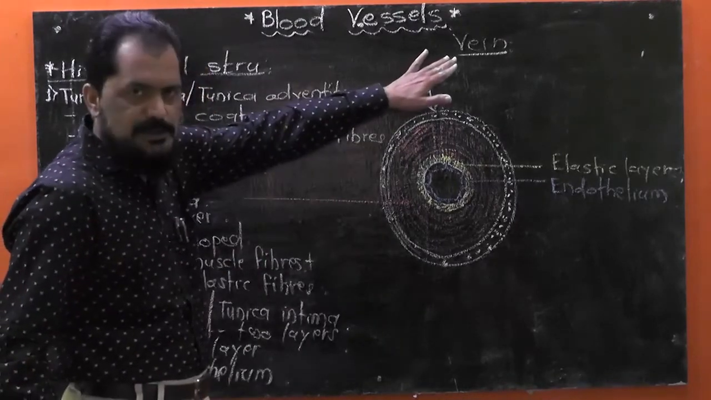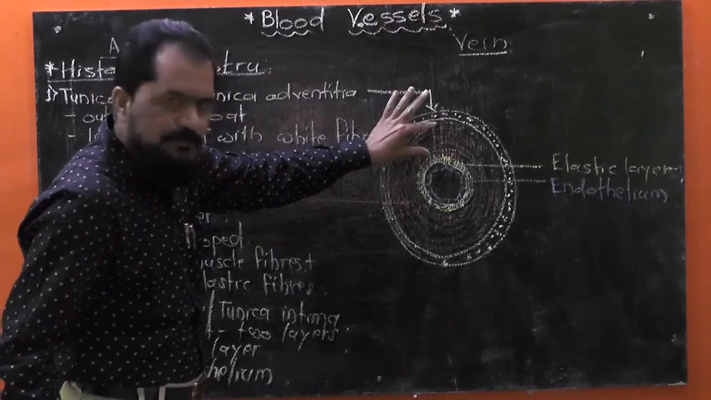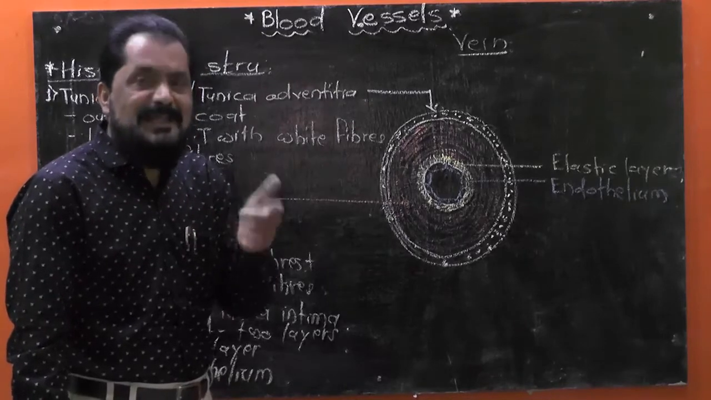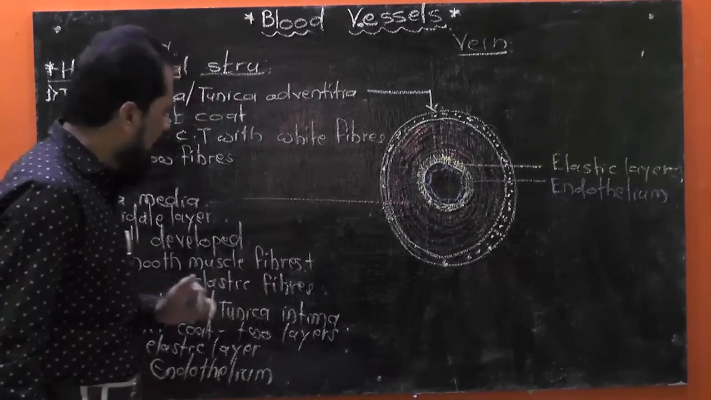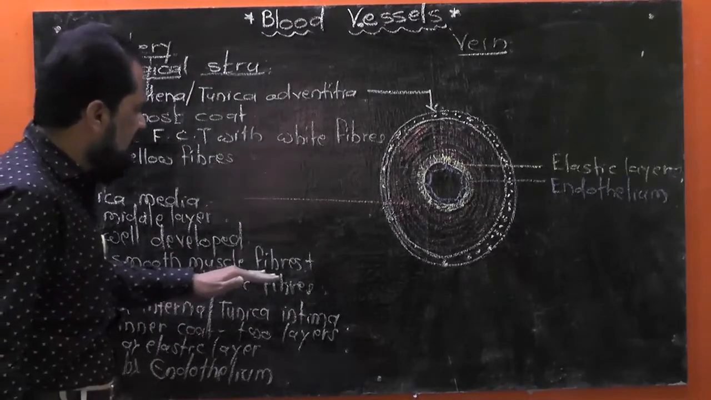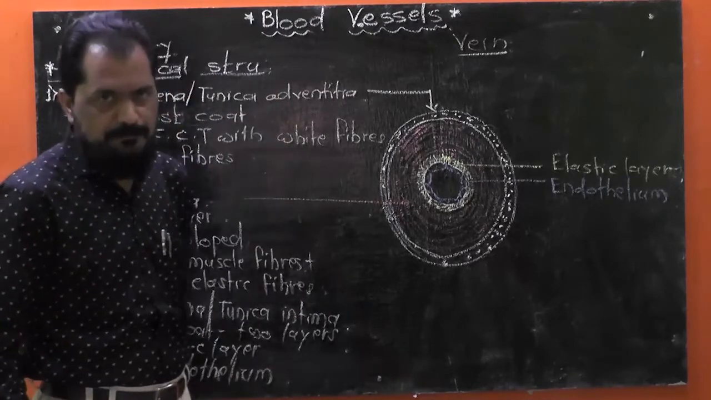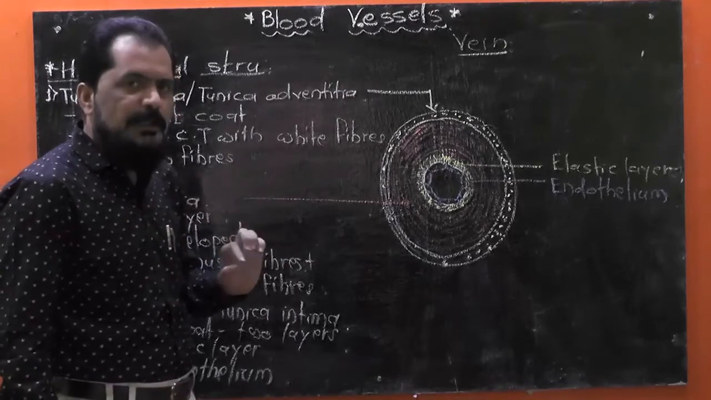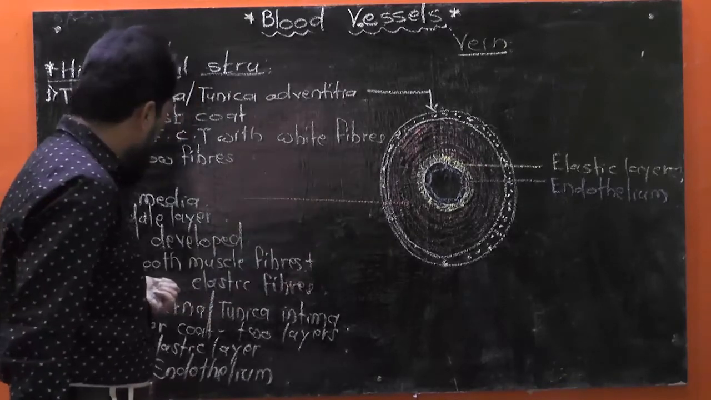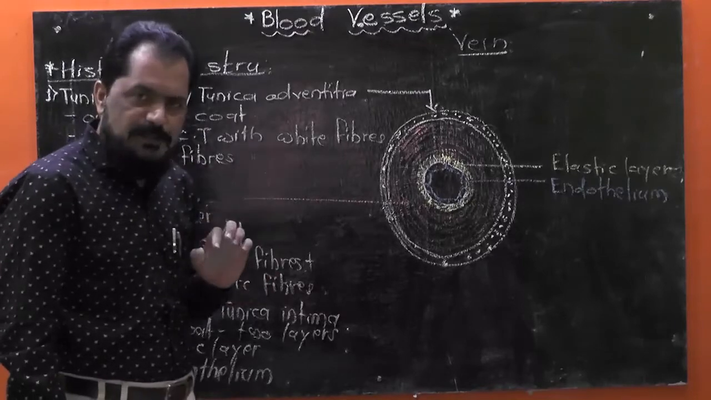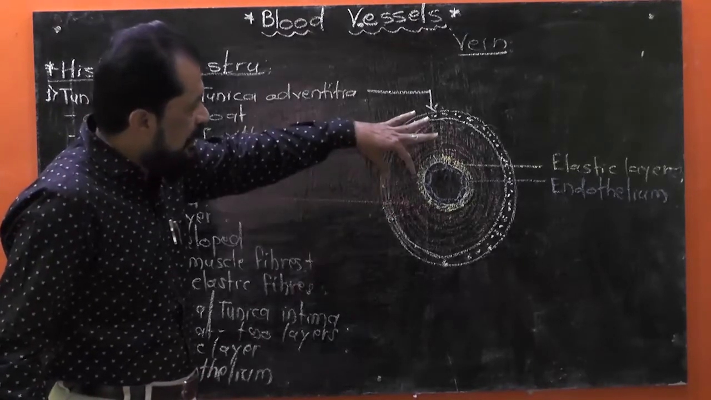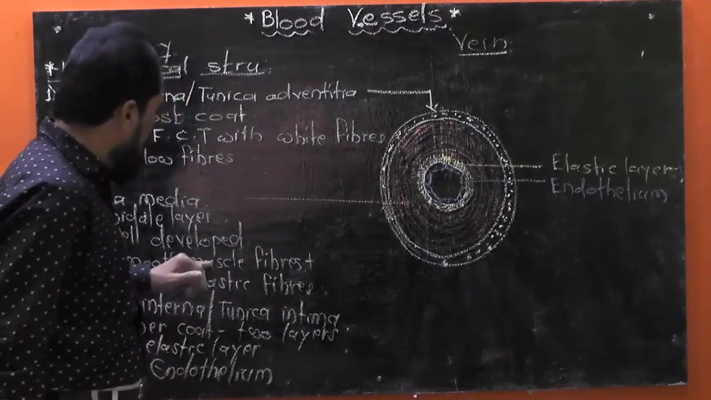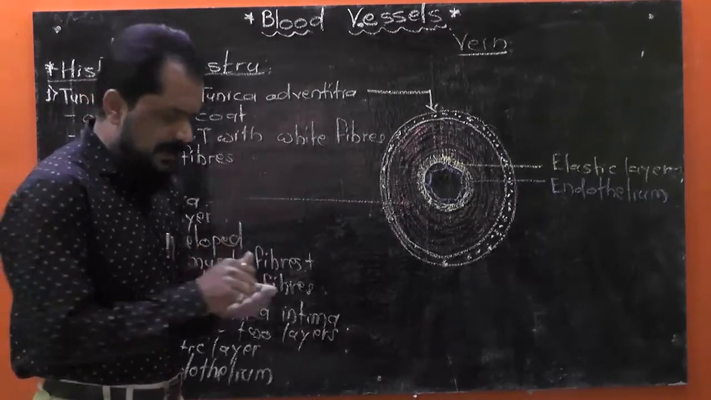First, in veins this middle layer, that is tunica media, is comparatively thinner, less developed, with a smaller number of smooth muscle fibers as well as elastic fibers. This is the first difference. Now we saw that in arteries this middle coat, tunica media, is well developed, quite thick with smooth muscle fibers and elastic fibers. But in veins, this tunica media is comparatively thin as well as with fewer smooth muscle fibers and elastic fibers. Let me show.